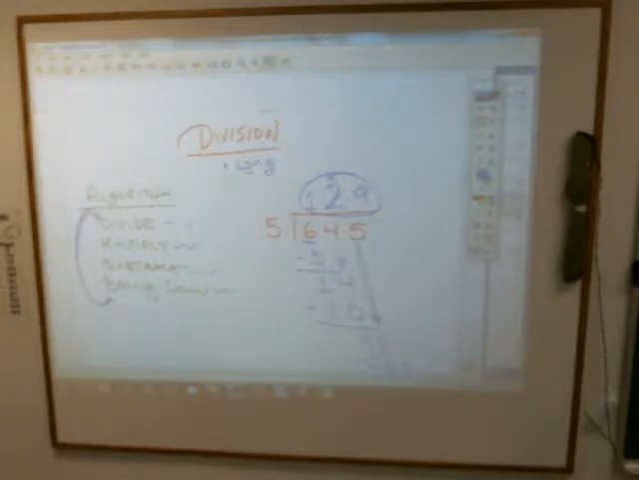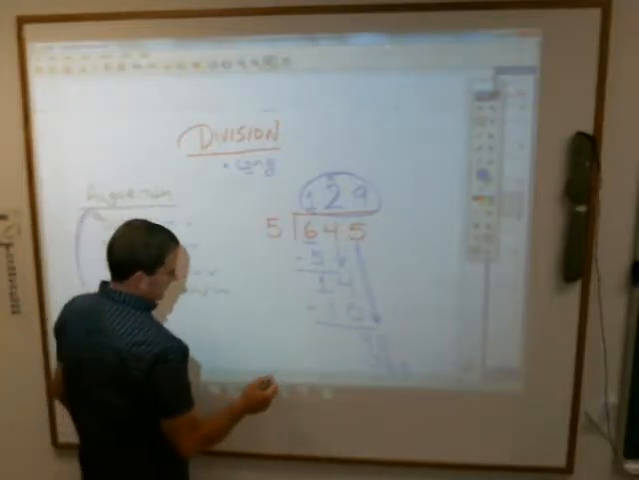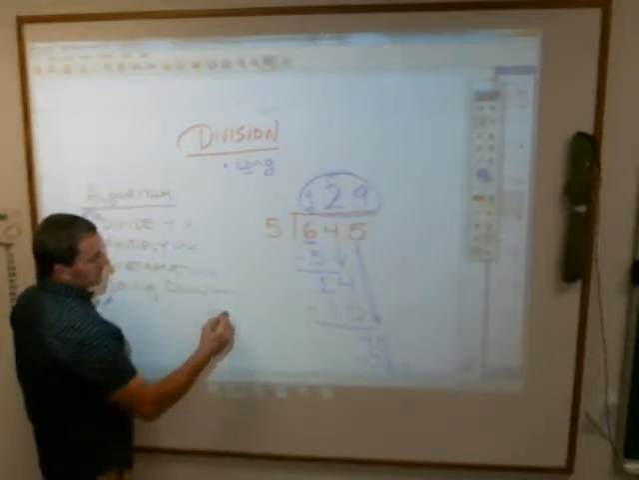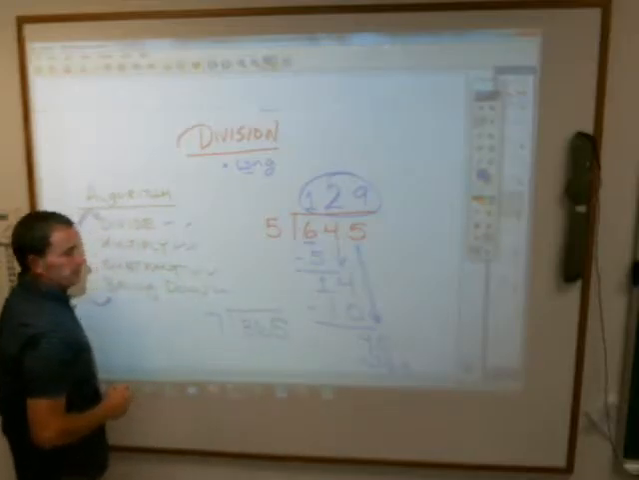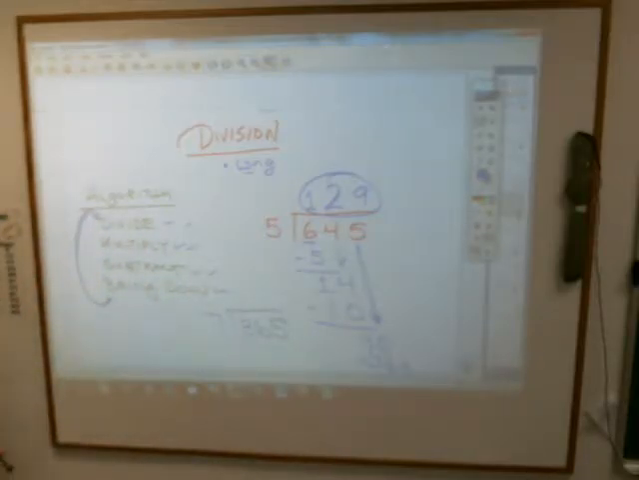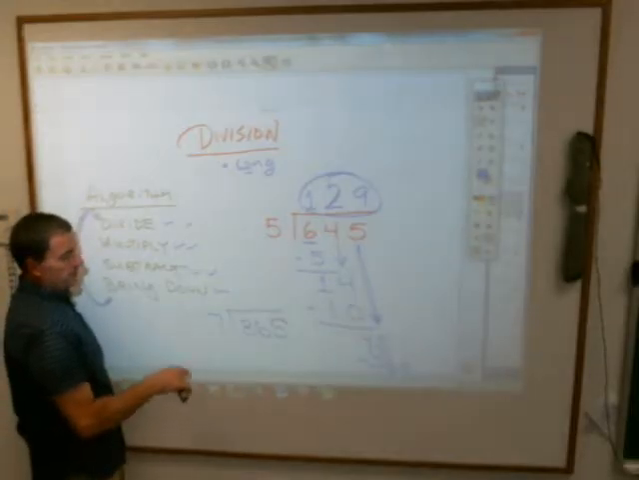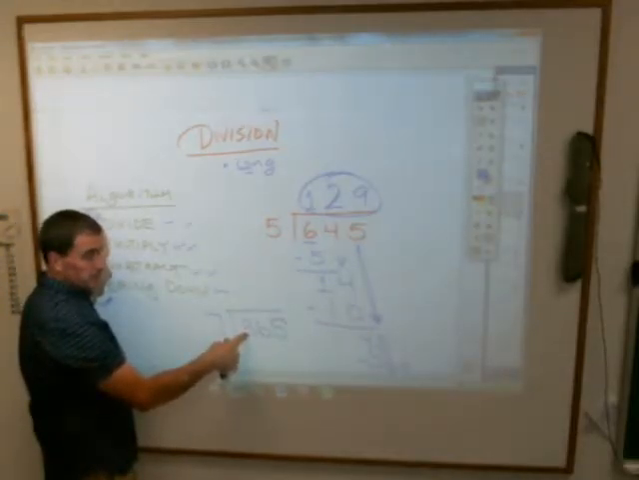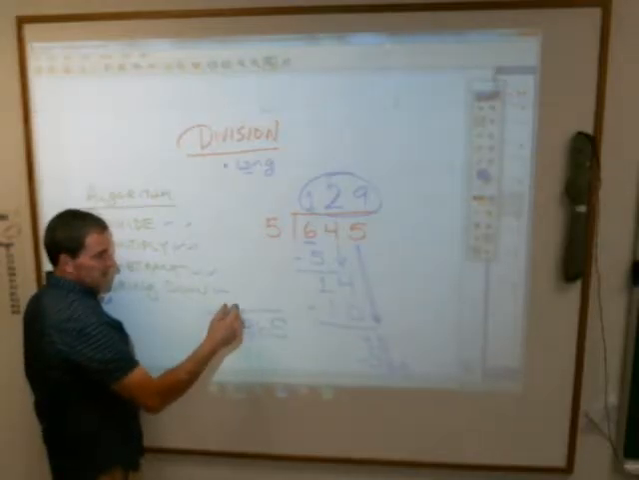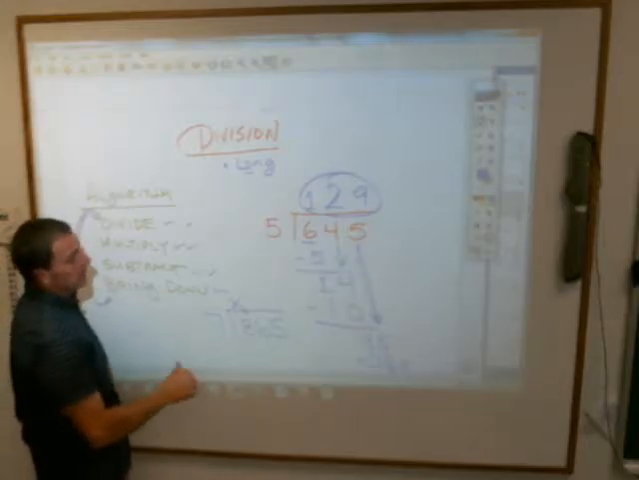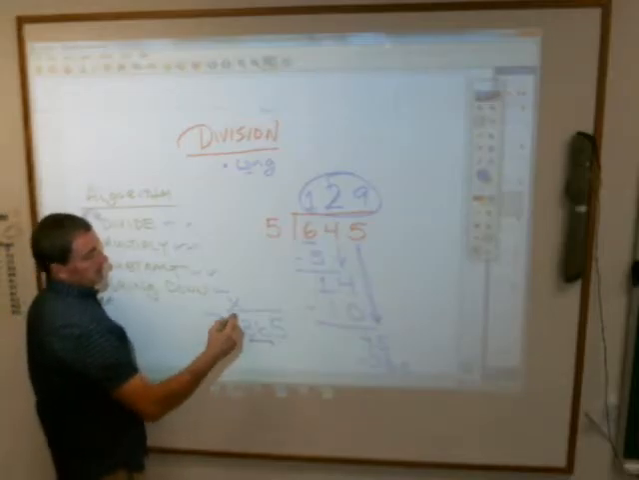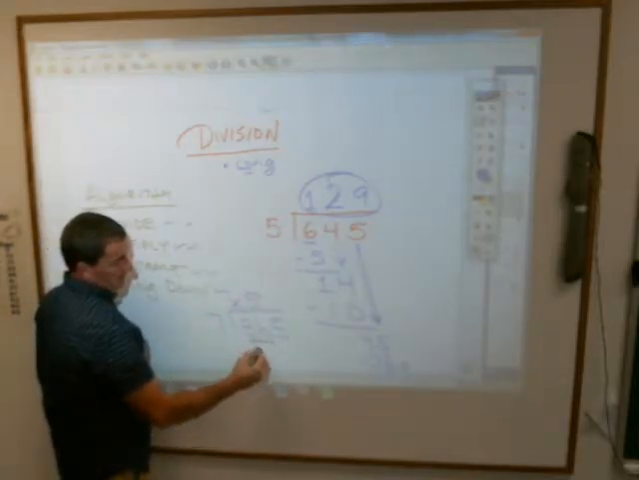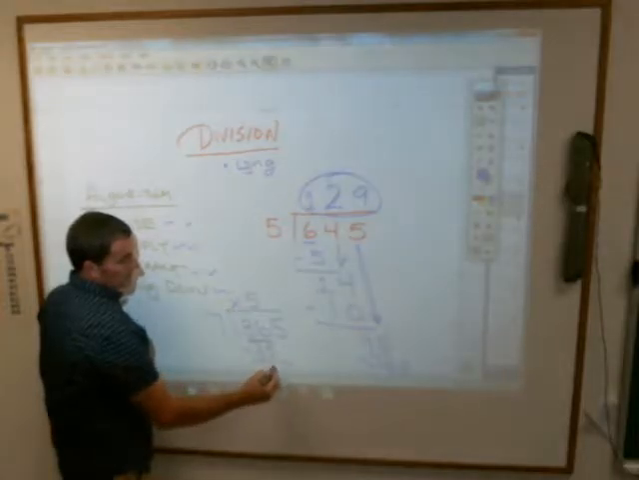How about 7 into 365? Please be careful with this. When you do the division part here, since 7 is bigger than 3, 7 doesn't go into 3, so you don't start there. There's not going to be a number above the 3 because 7 doesn't go into it. Then you start with 36. How many times does 7 go into 36? 5. What is 7 times 5? 35. Subtract. You get 1.